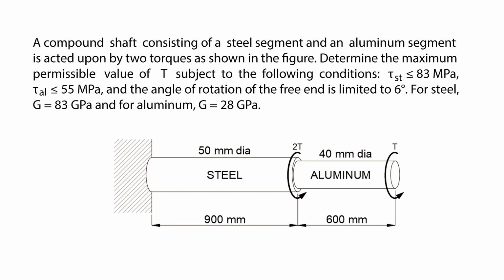Determine the maximum permissible value of T subject to the following conditions. The shearing stress for steel should be less than or equal to 83 megapascal. The shearing stress for the aluminum should be less than or equal to 55 megapascal. And the angle of rotation of the free end is limited to 6 degrees. Modulus of rigidity for steel is 83 gigapascal, and for aluminum is 28 gigapascal.